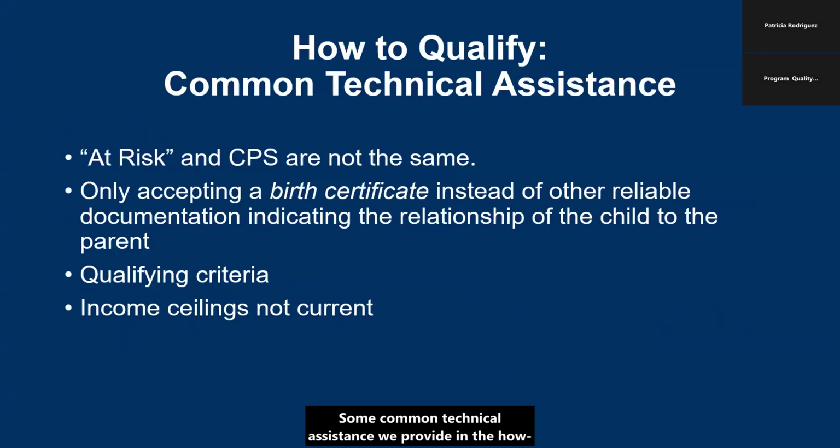Some common technical assistance we provide in the How to Qualify section is that at risk and CPS are not the same. Programs only accepting a birth certificate instead of other reliable documentation indicating the relationship of the child to the family member, the qualifying criteria, and the income ceilings not being current.